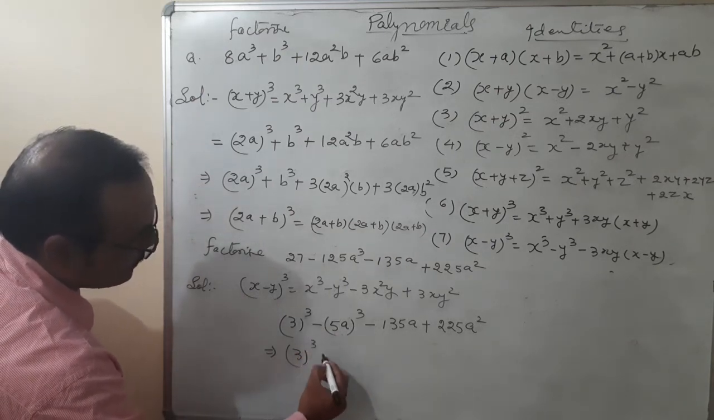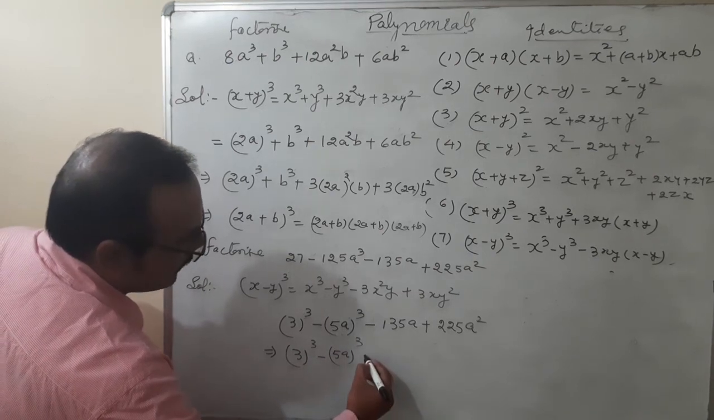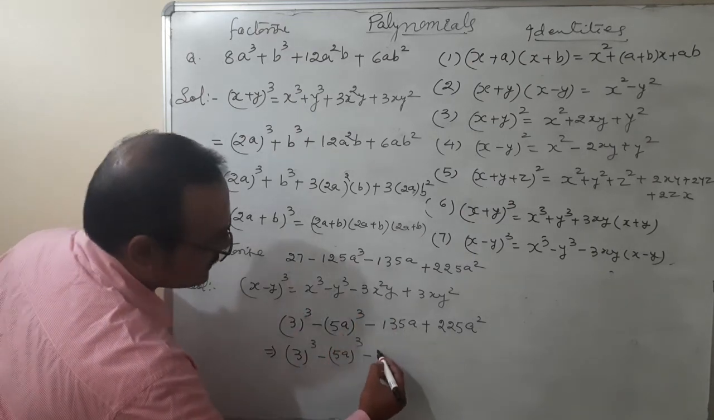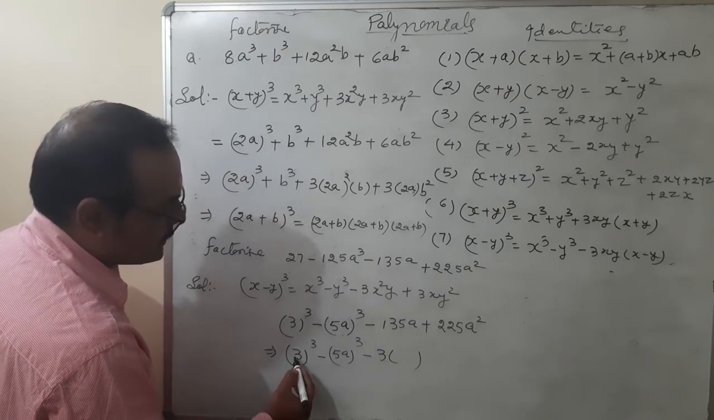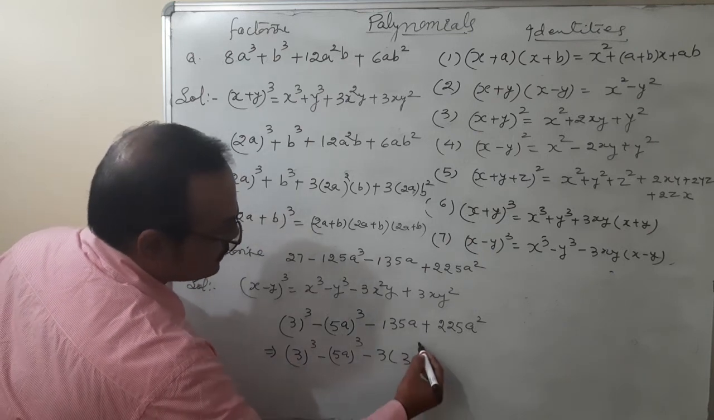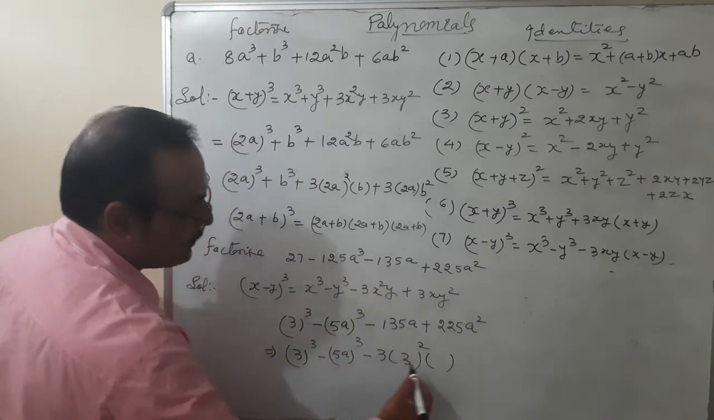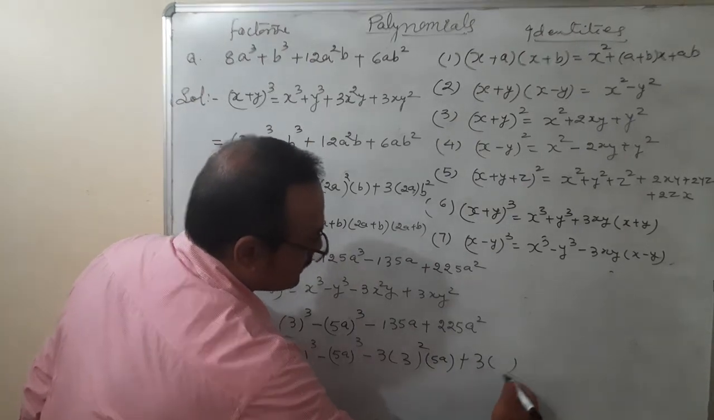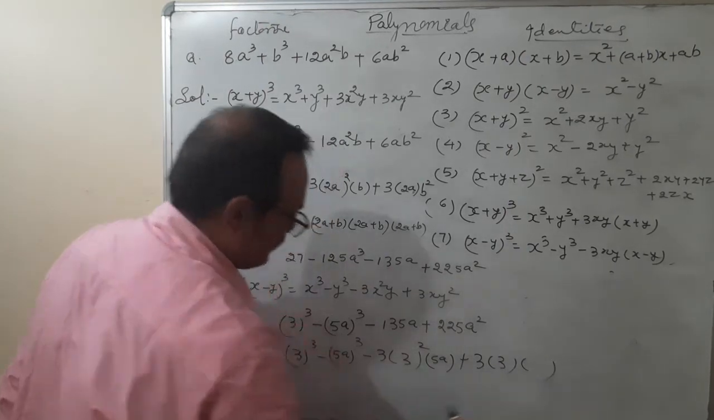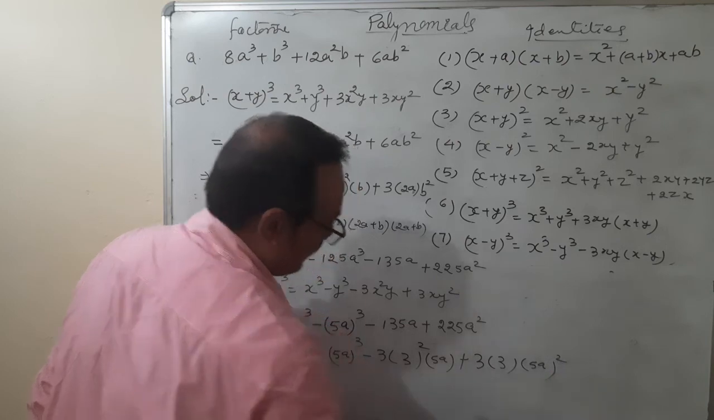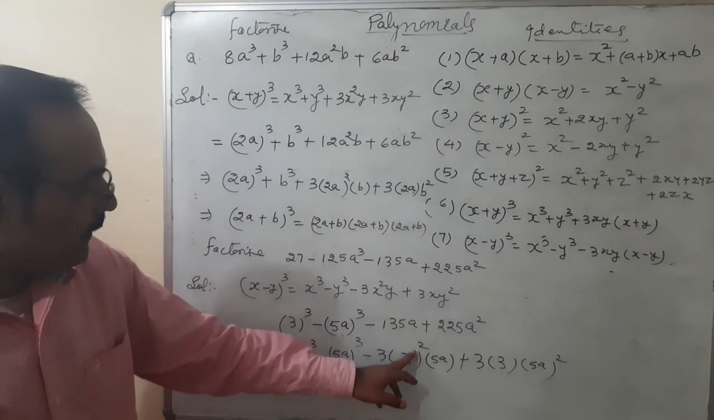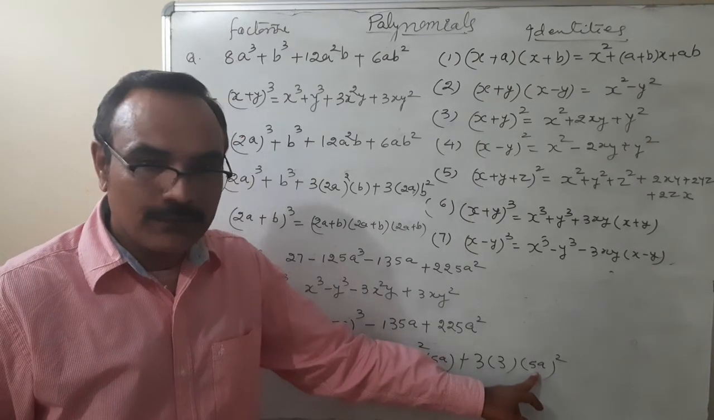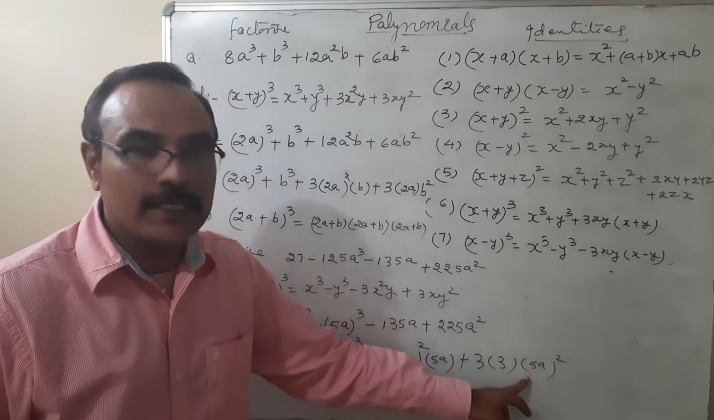3 cube minus (5a) whole cube minus, this I am writing here, minus 3x square y. 3 as it is, x square, what is the value of x? That is 3 square, and y is 5a, plus 3xy square. 3, what is x? x is 3, and y square means (5a) square. Now let us check. 3 times 3 is 9, 15 times 9 is 135a with minus sign, and here 5 times 5 is 25, 25 multiplied by 9 is 225a square.